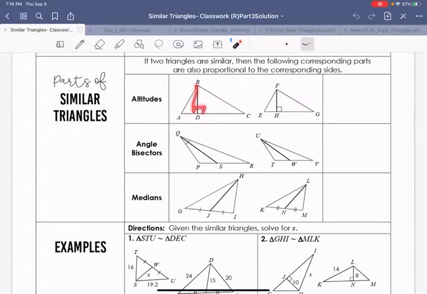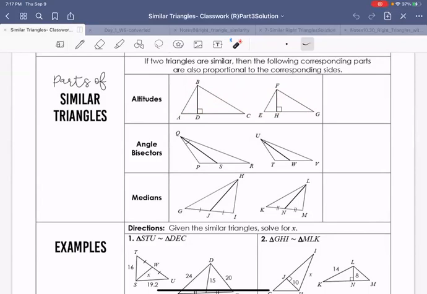When you draw the altitude, if this guy and this guy are relative to the corresponding same base, then this altitude will also be proportional, which means you have AB over EF equals BC over EG equals AC over EG, also equals BD over EF, okay?